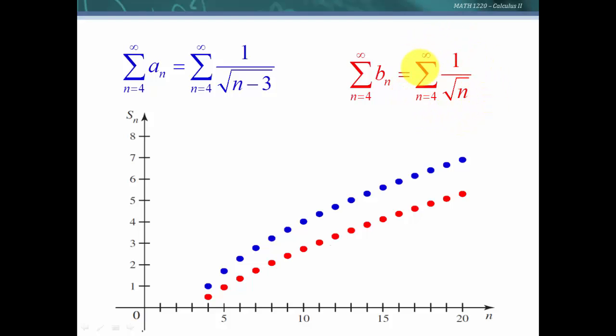But do we know about B sub n? Yes, we know this is a p-series with p being 1/2. And so we're going to have divergence of this series. And so if this series whose terms are always less than this series diverges, then this series would also have to diverge by the comparison test.